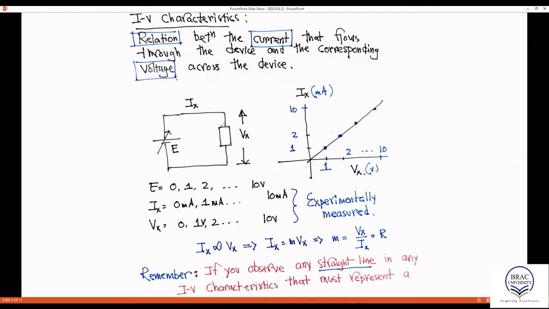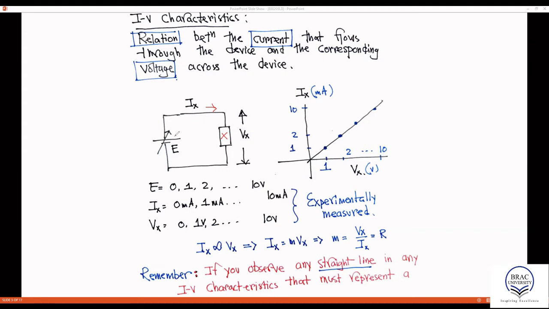Let's say we have a device which is quite unknown, which is inside a box. We call it device X. We have no idea what type of device it is. And we want to find out the relationship between the current that flows through this device and the corresponding voltage Vx across the device. For that, we run this experiment.